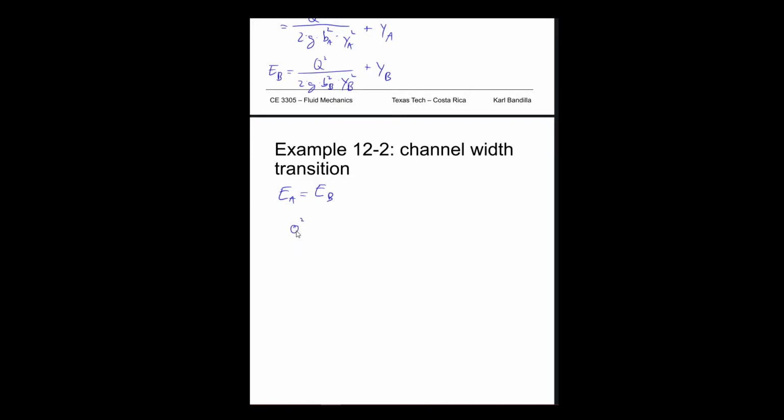So Q squared over 2 times G times YA squared times BA squared plus YA is equal to Q squared over 2 times G times YB squared times BB squared plus YB.